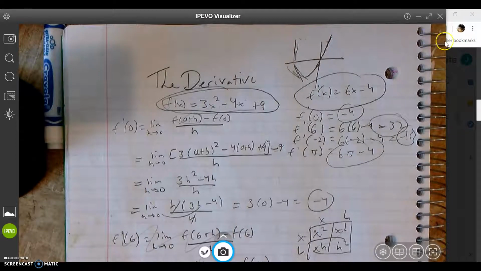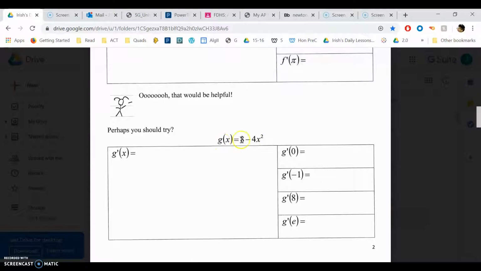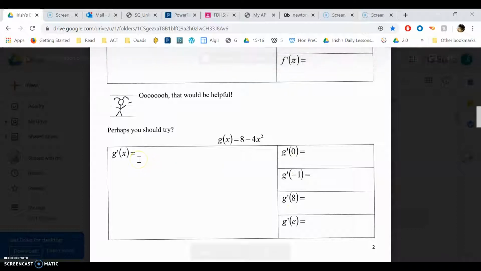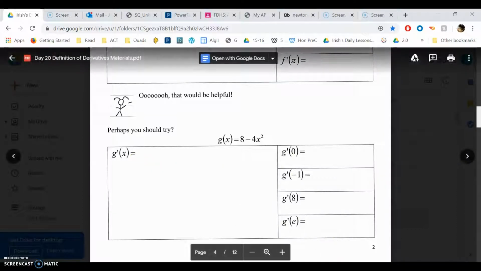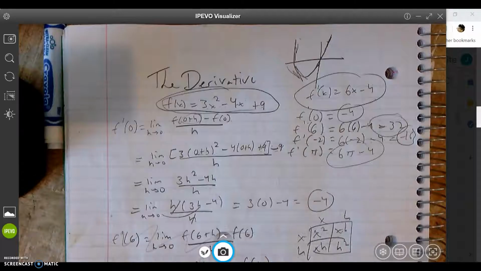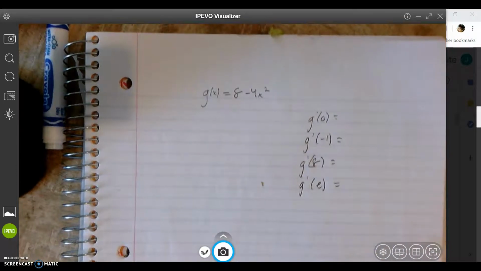Let's do one more, shall we? Here you go. So you try. See if you can get g of x right now. See if you can get the derivative and then plug it in for all these. See if you can do it. Pause the video. Alright, let's see what's up. Here we go. Let me try. I got my paper set up.